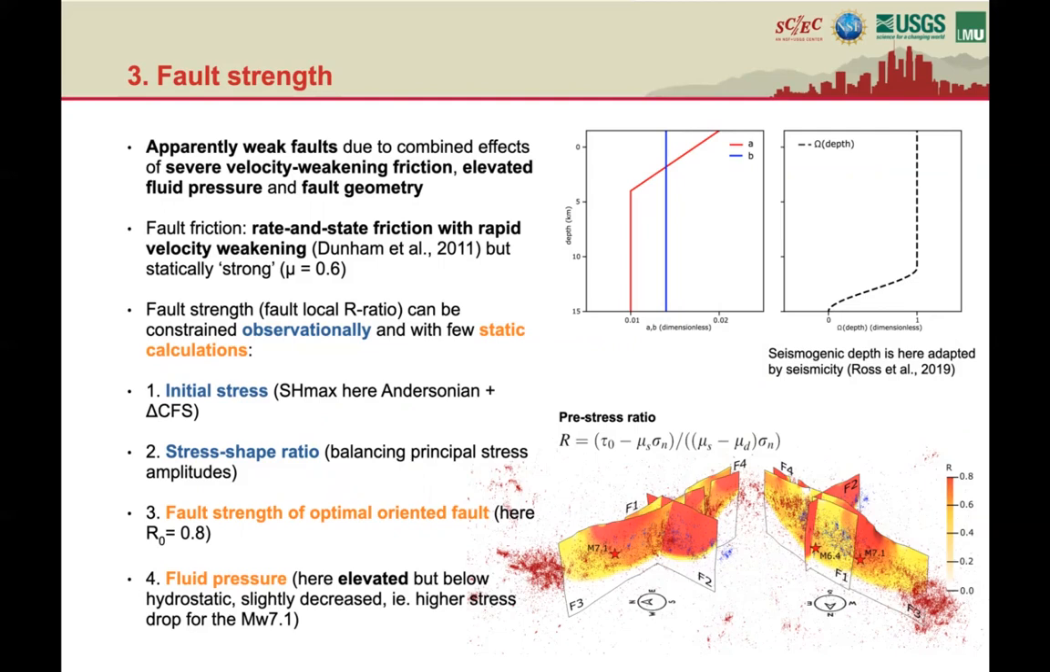First is the initial stress. The SHmax is from the SCEC community model, and we are assuming the Andersonian stress state plus the additional Coulomb stress changes. The second is the stress shape ratio, and the third and fourth parameters, where we perform calculations, are the fault strength of the optimally oriented fault and the fluid pressure, which was found to be elevated but still below hydrostatic.